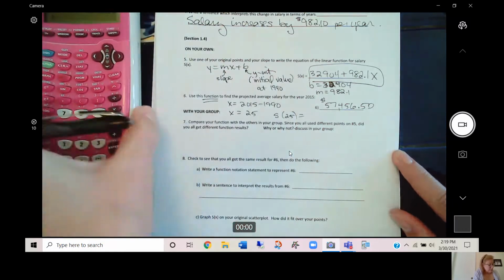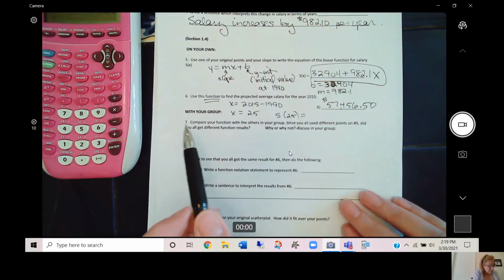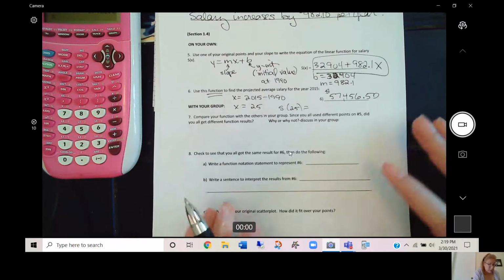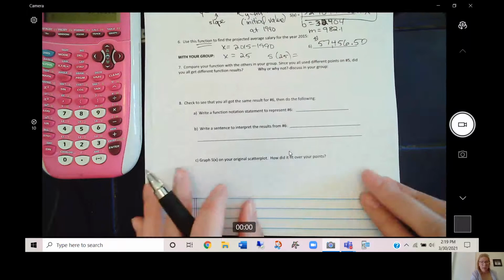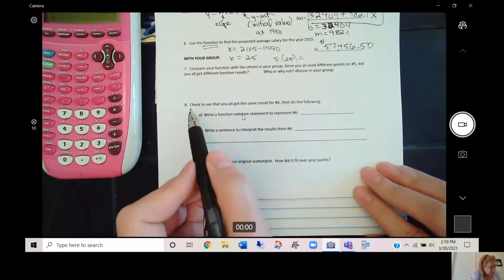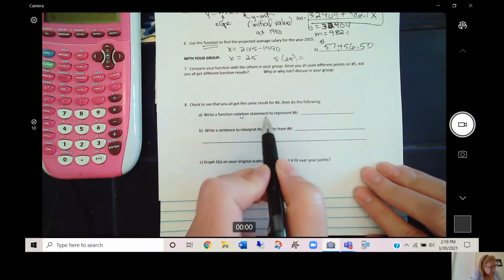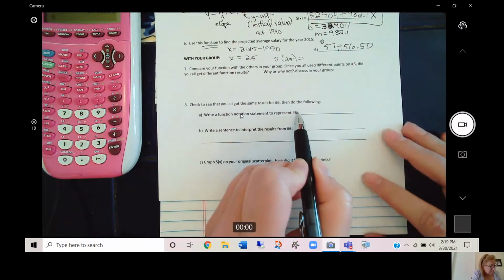Okay, so it says compare your functions with the others in the group. You all use different points. It's going to be the same because these points are collinear. But this was just an idea about how to break down all those different parts of a linear function. So write the function notation statement to represent number 6.